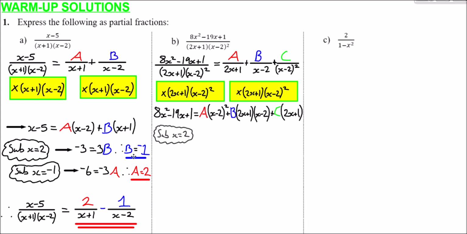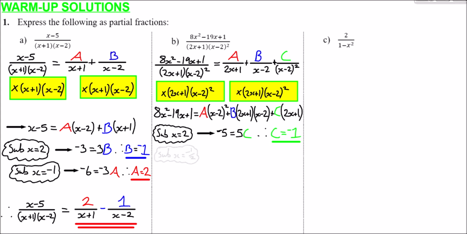I'm suggesting we pick x equals 2 first. If we sub x equals 2 into this bit here, we're going to get 32 minus 38 plus 1, which gives minus 5. And then if x equals 2, this bracket will become 0. This b term here will be 0 as well, because that bracket will become 0. We're just going to get 2 times 2 plus 1, 5 lots of c. So minus 5 is 5 c's, therefore c has to be equal to minus 1.